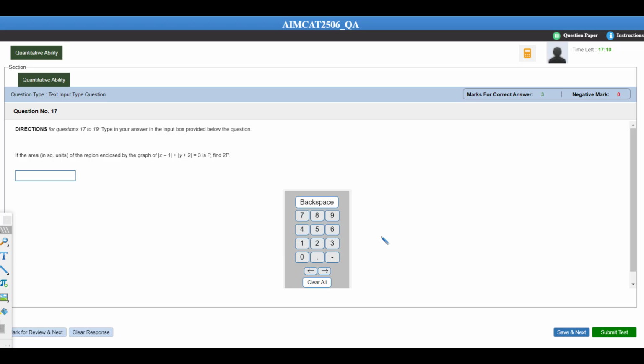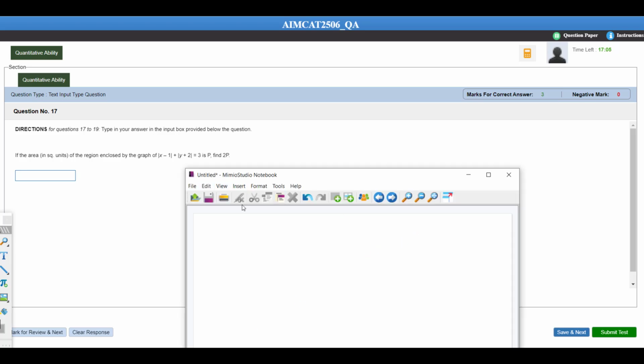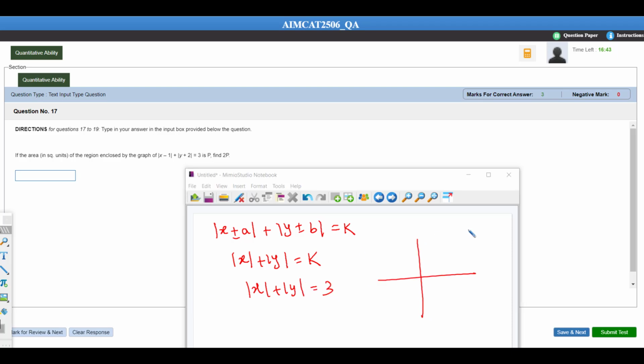Then question number 17. Yes, this is an easy question. Over here the property is the graph of mod of x plus minus a plus mod of y plus minus b is equal to k. The graph of this is going to be the same as the graph of mod of x plus mod of y is equal to k. So mod of x plus mod of y is equal to 3. The graph is going to be like this. This is 3, 3, minus 3 and minus 3. So this is a square, or you can say this is a rhombus.